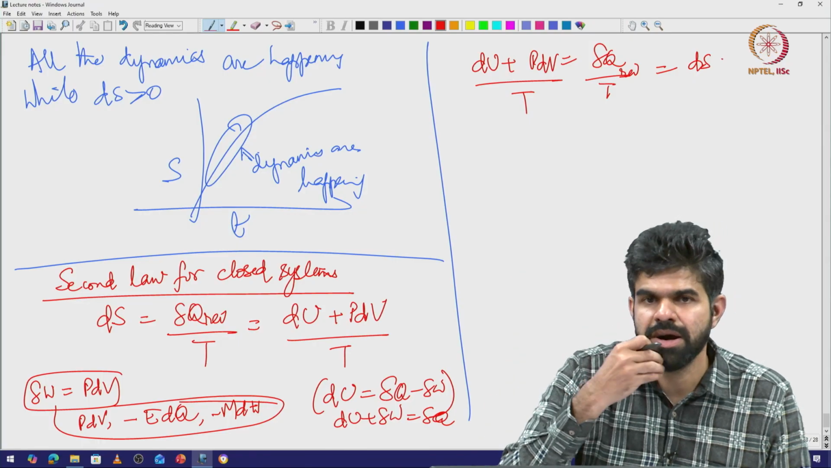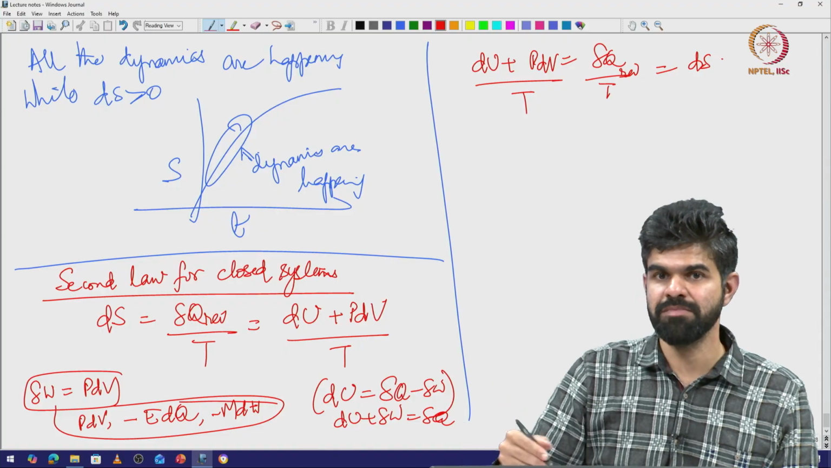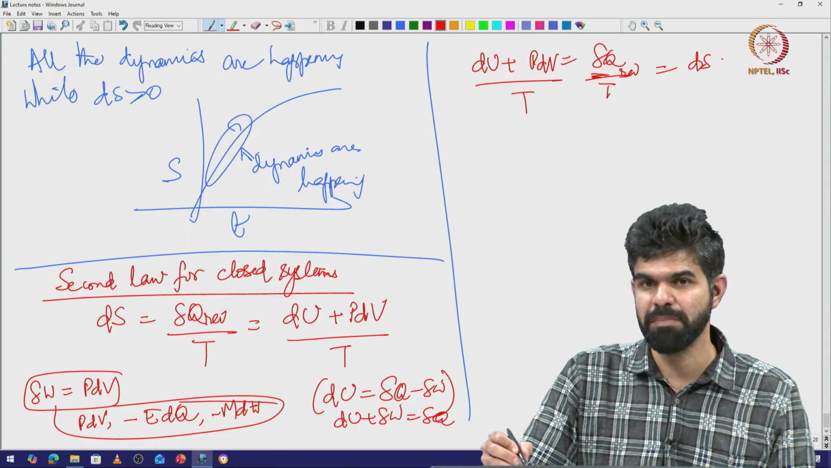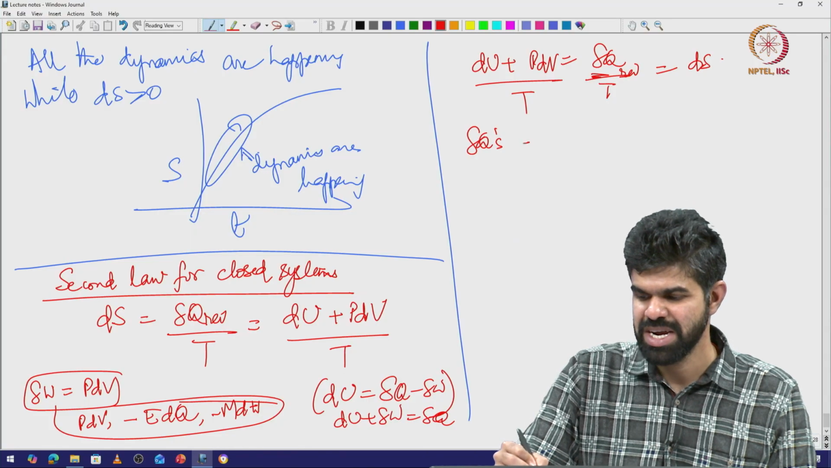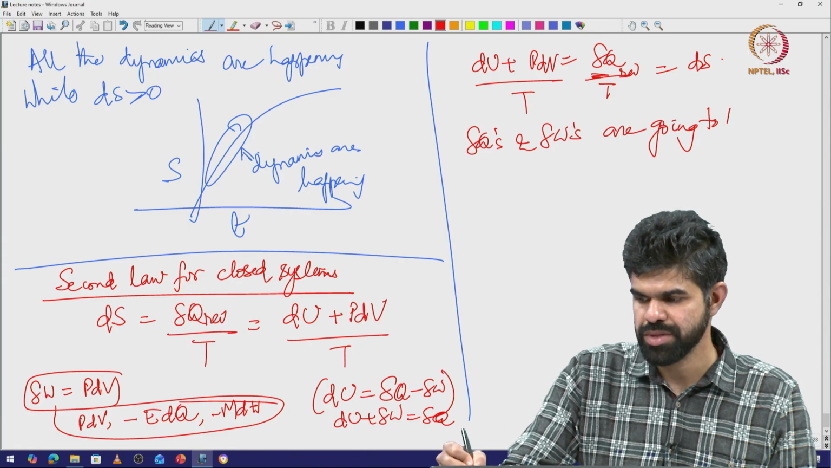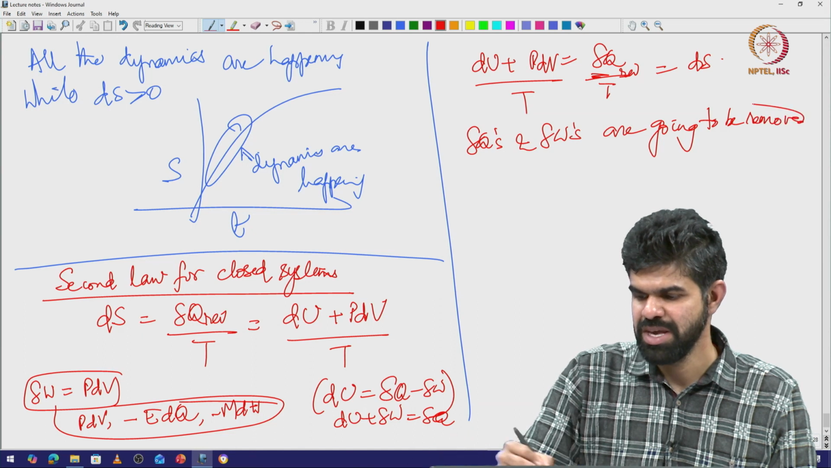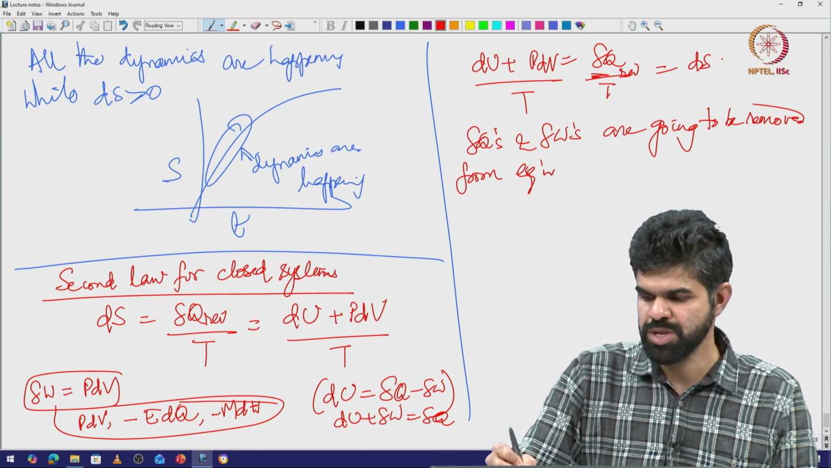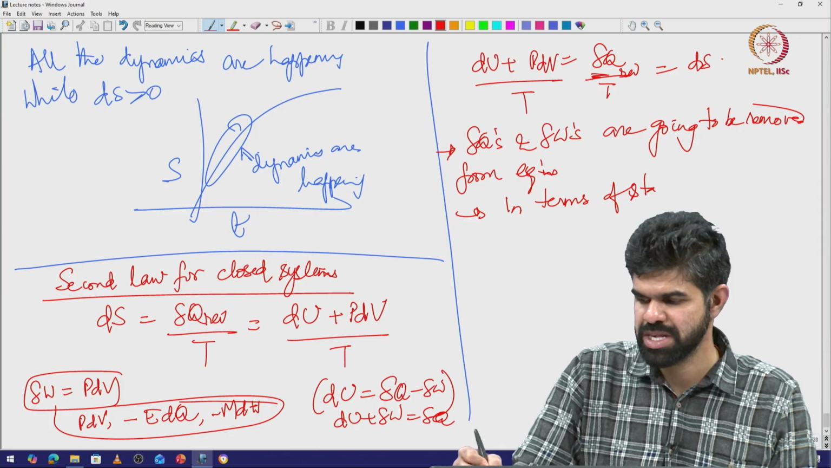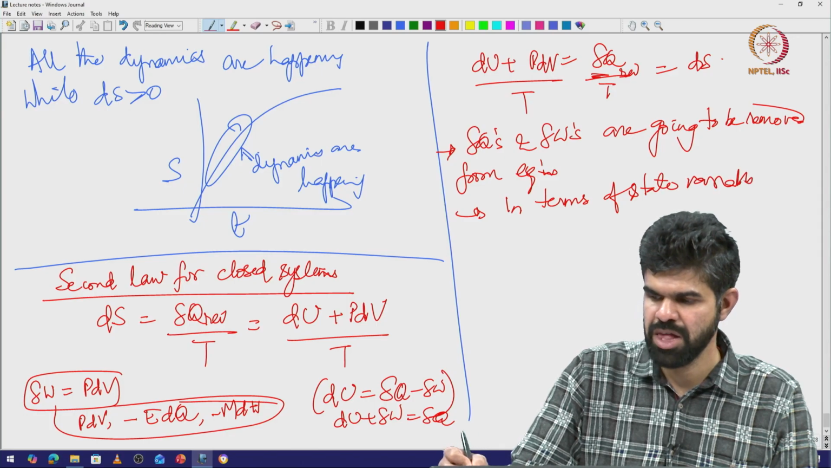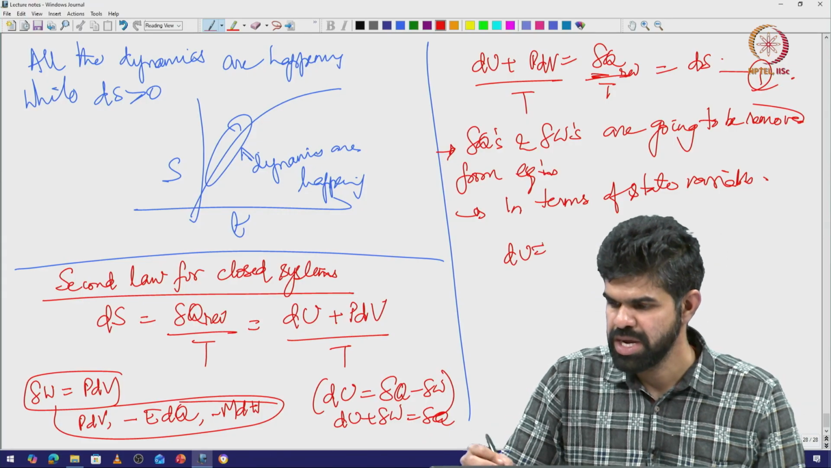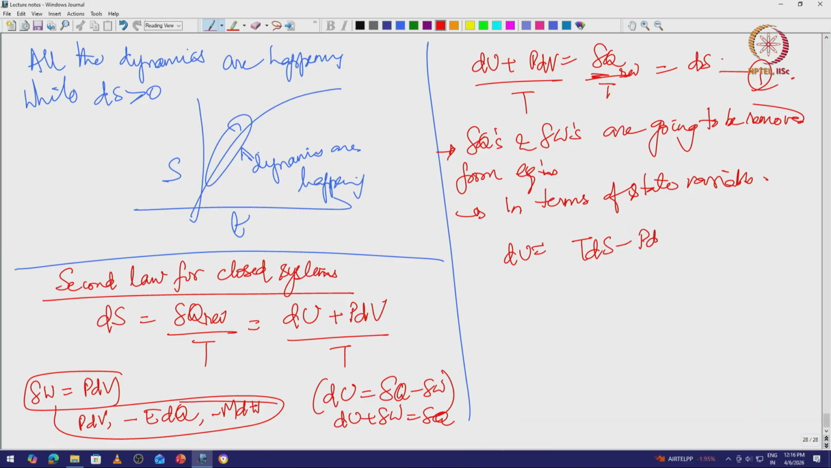But eventually it becomes a state variable. So, whatever I am going to define, I am just going to remove these delta Q's and delta W's, the path variables, from the equations, and I am just going to write everything in terms of state variables, okay. Now, with this I can then say that dU equal to actually TdS minus PdV, right.